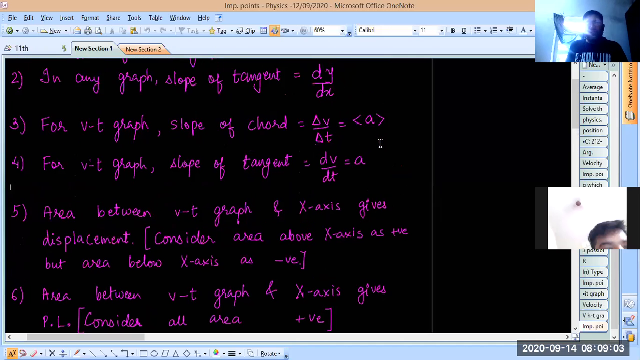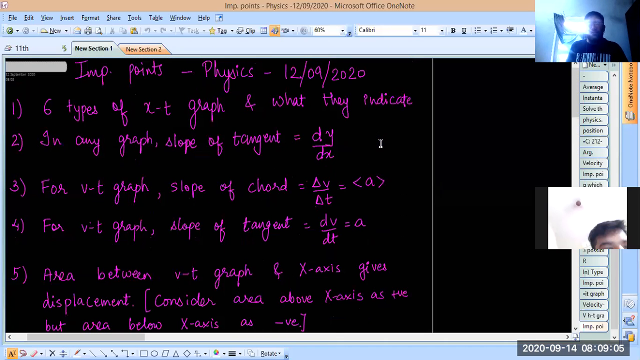Okay, write 1, 2, 3, and 4 first, and then we will talk about 5 and 6. Number 1 is about the XT graphs. Like I said, I didn't draw all of it again, because there are 6 XT graphs, and what they were indicating, we have already talked about that. So you of course have to remember all the 6. It helps you in following questions.